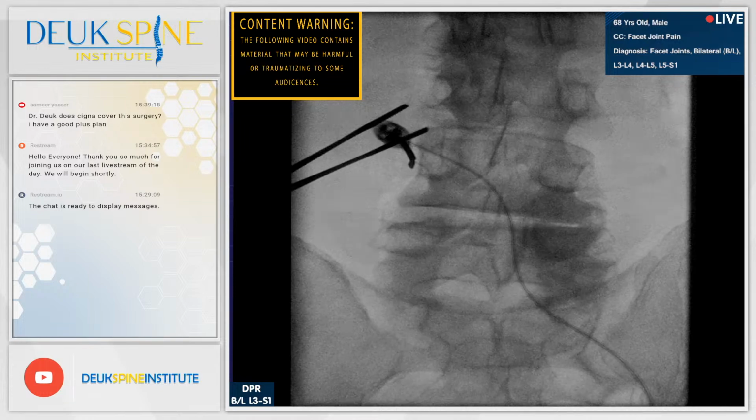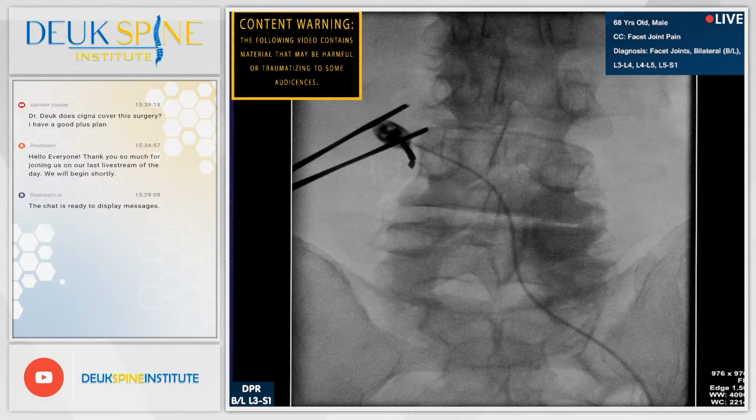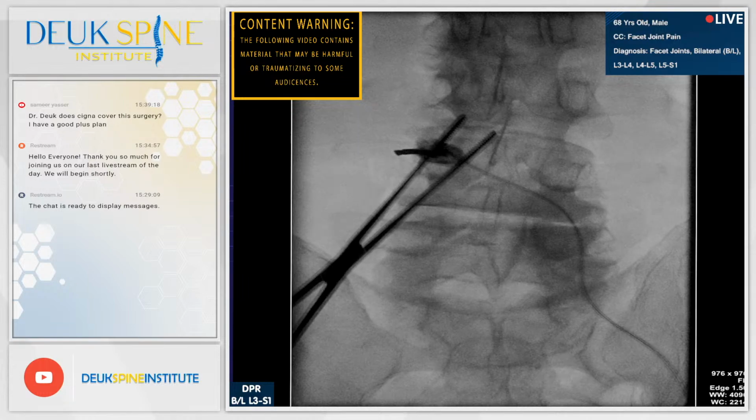I think that looks pretty good. It's just, he's got a little bit of abnormal bone right here. I feel like I'm sitting on the TP right now. I could see that.